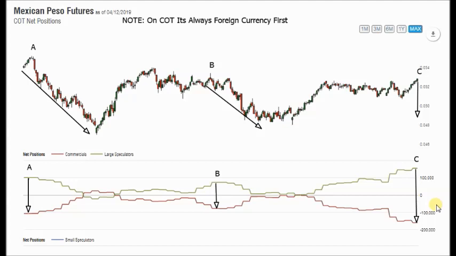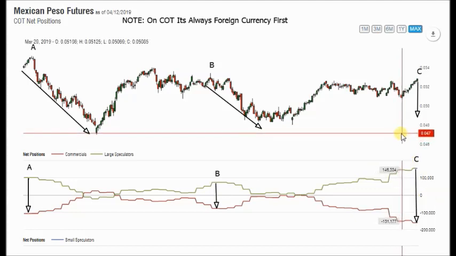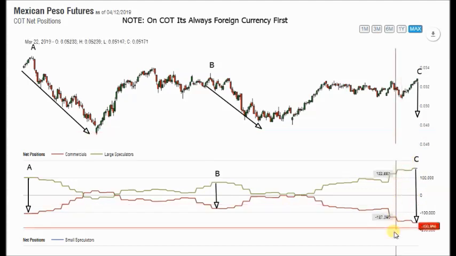Now, in terms of my sort of 30 years of looking at the COT, this is one of the best divergences ever in USD MXN. How far could we go? Down to there, maybe even further.